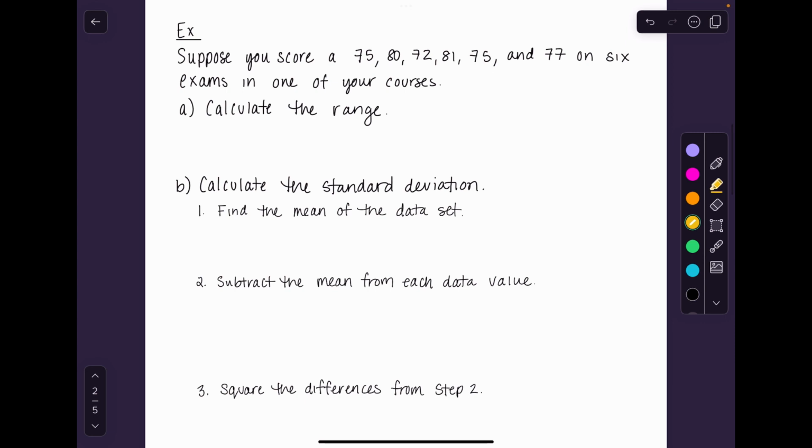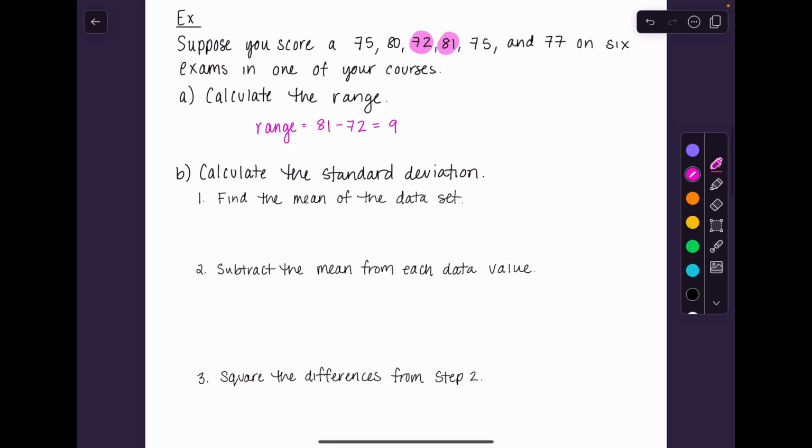Again, this is a process that's going to take a bit of time, so we're going to break it down piece by piece. So suppose we score these values on 6 different exams in your class. We're going to start by finding one measure of our spread, which is our range. I need to look at my highest value, which in this case was an 81, and then my smallest score, which is a 72. So my range is just the difference in these values: 81 minus 72, giving us a range of 9. Okay? So that just tells us the difference in the highest and lowest values.